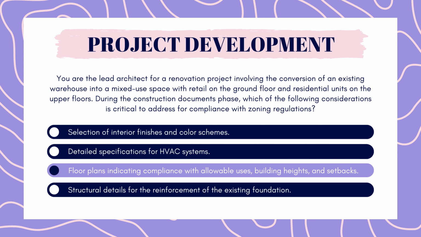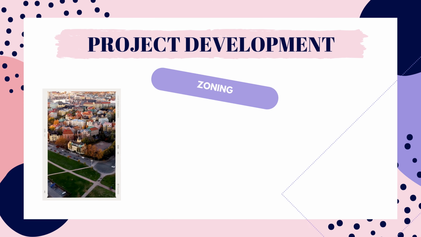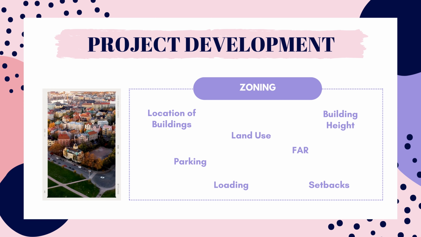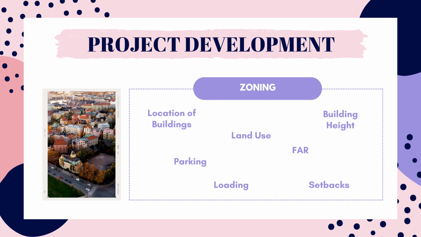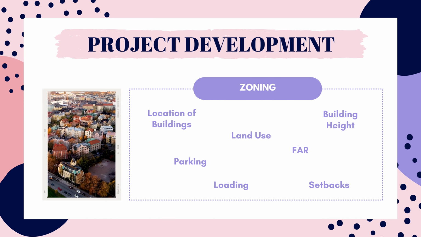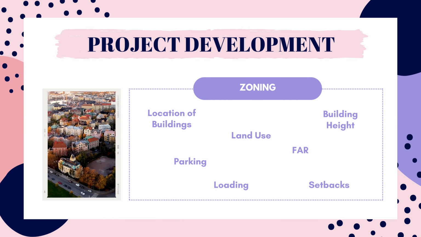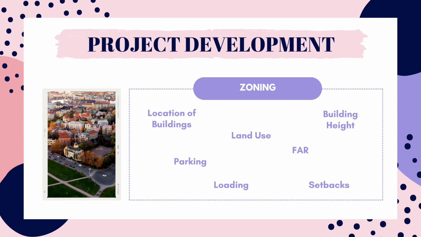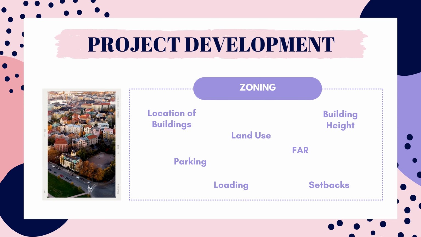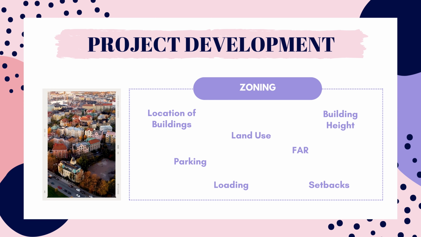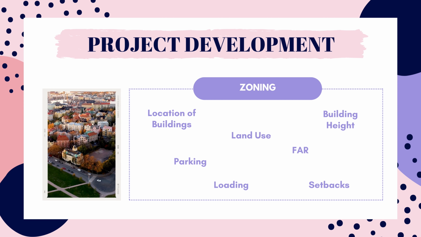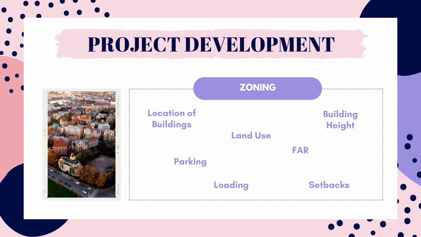And the correct answer is floor plans indicating compliance with allowable uses, building heights, and setbacks. This option is the most critical consideration for compliance with zoning regulations. Zoning regulations dictate how a property can be used and its physical characteristics, including allowable uses, building heights, setbacks from property lines, and other site-specific requirements. It is very important to ensure that a project's plans align with these zoning regulations to obtain the necessary approvals and permits.